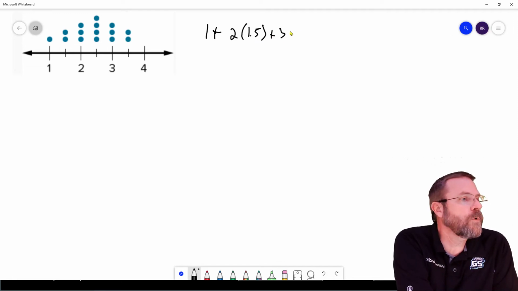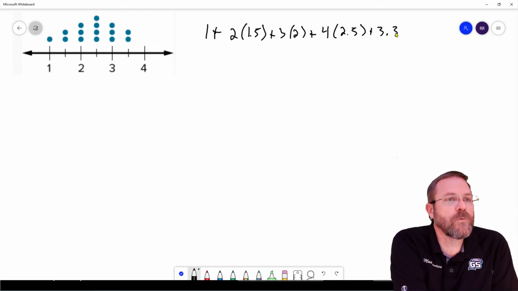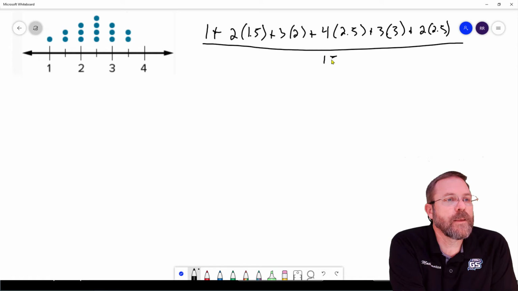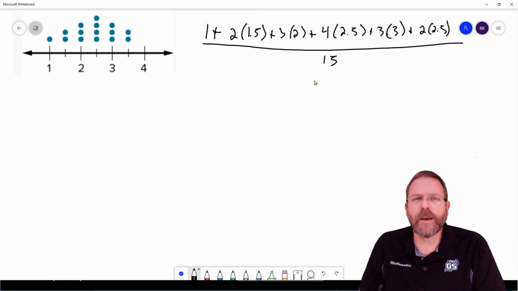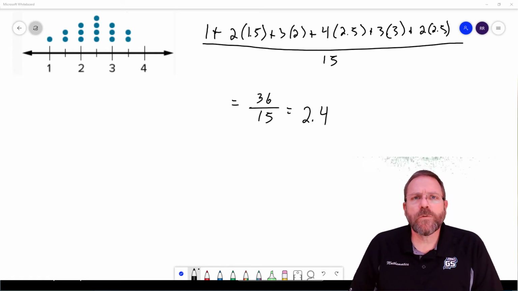Plus 3 times 2, plus 4 times 2.5, plus 3 times 3, and plus 2 times 2.5, and all those things combined are going to be divided by the 15 points. So let's take our calculator and figure this out. I'm not going to make you watch all of that math. Okay, I added them all up and got a total of 36.